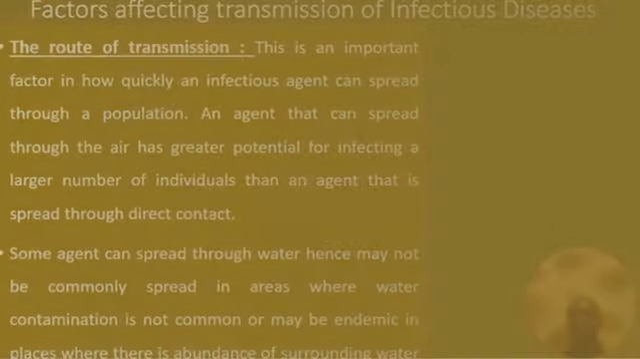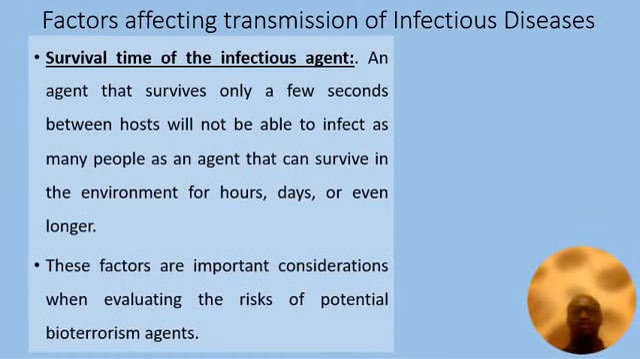Another factor is the survival time of the infectious agent. This is the time taken for an infectious agent to survive outside the host. An agent that survives only a few seconds between hosts will not be able to infect as many people, depending on how long they can stay in the environment. Some agents can stay for a few seconds, a few hours, days, or even longer. So this factor is important to determine how fast people can contract this infectious agent from the environment.